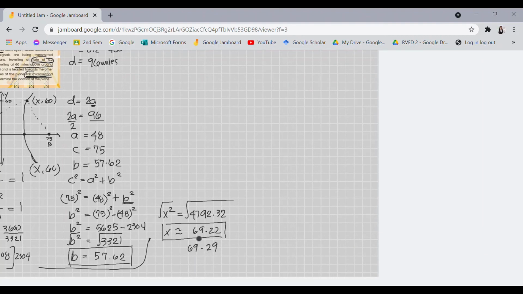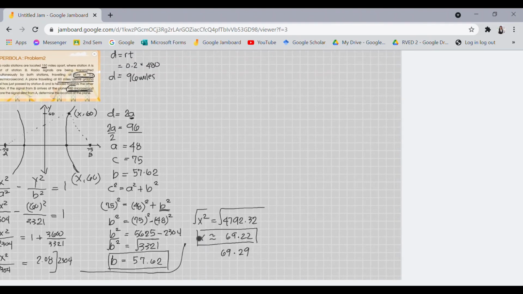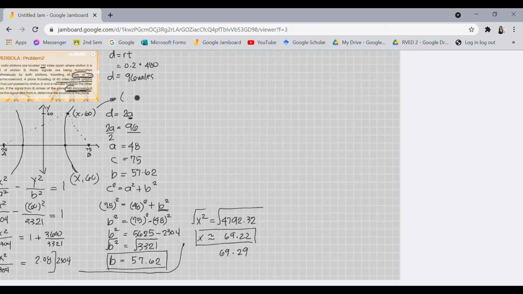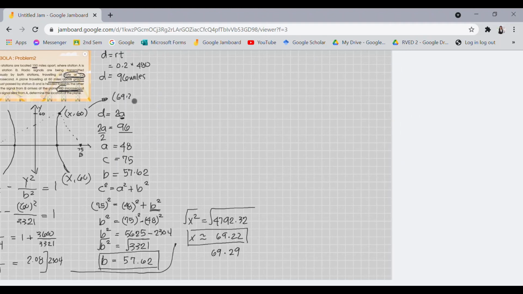So, we are talking about miles. In the real scenario, medyo malaki na din yun. Malaking distance na din yung 0.7. Okay? But again, still, this is approximates. Okay? So, since we are holding a big number, x is approximately 69.22. So therefore, the coordinate here will be 69.22, 60. That is the location of your plane.